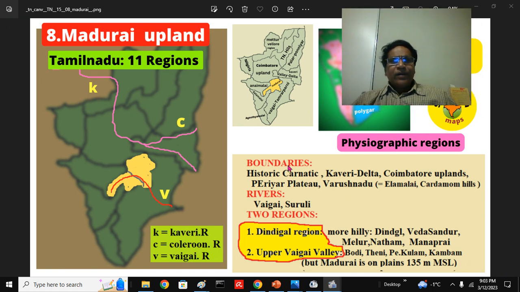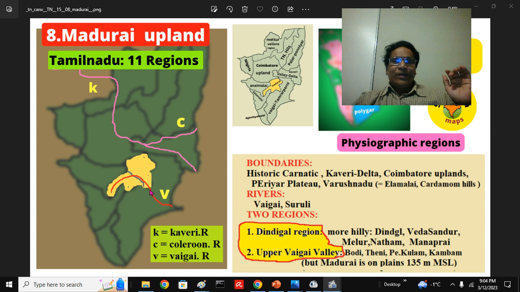So what are the boundaries? We will look at the historic boundaries here. This is the Carnatic region, which is the historic boundary, among which the Cauvery delta is in the middle part. Then we looked at the Coimbatore Uplands here, that is the boundary. This is our current point of interest, the Madurai-Dindigul Uplands. This is the Tambraparni region, the Tambraparni Vaigai region.